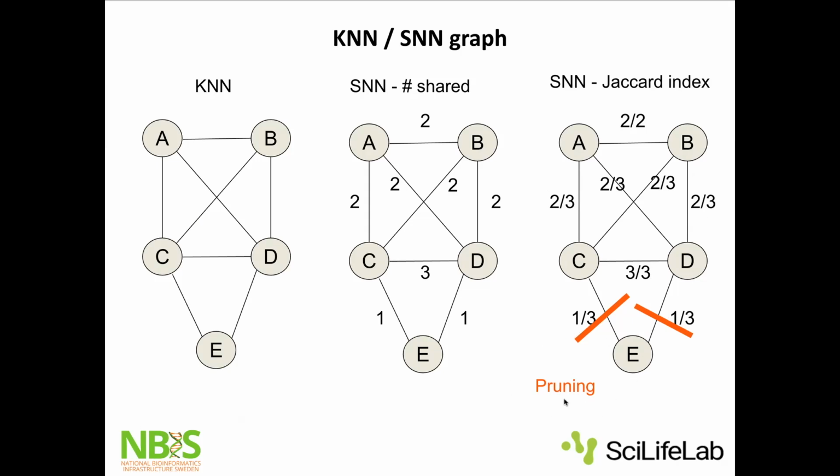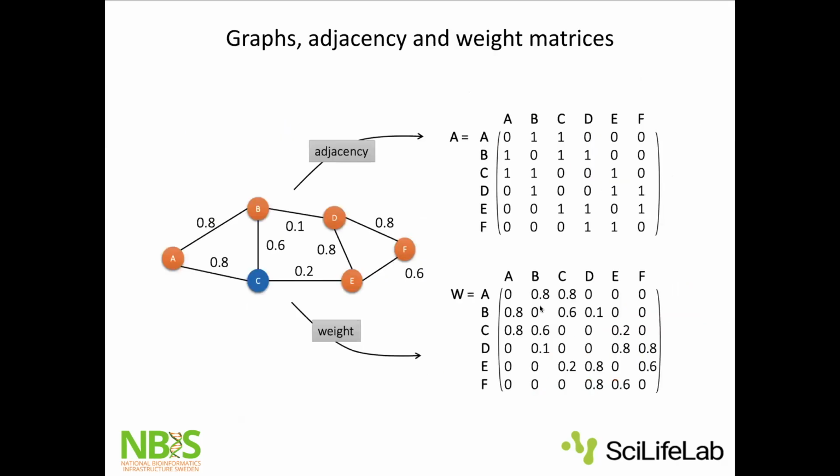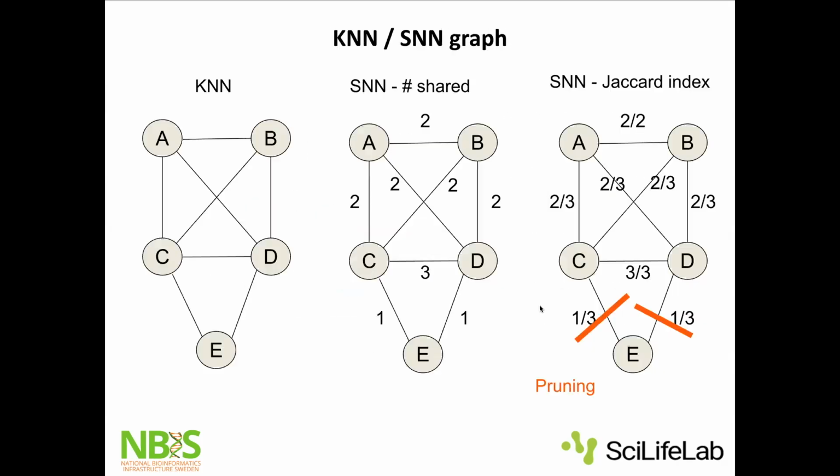And then if you want to do pruning, it would basically just be a cutoff on this Jaccard index score. So these edges might be cut off if we set the cutoff above 1/3. So that's how the graphs are created.